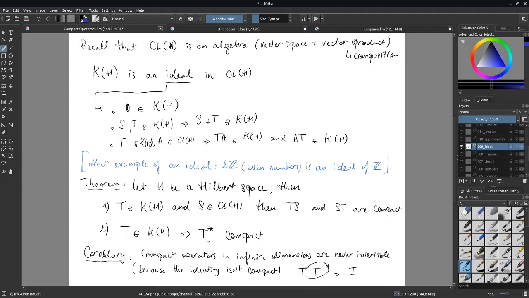One corollary is that compact operators in infinite dimensions are never invertible. The reason for this is that the identity is not compact. If you had T compact but also invertible, then you could write T times T inverse, which would be the identity. But by these previous properties, T times T inverse should also be compact. And since we know that the identity is never compact, T inverse cannot exist.